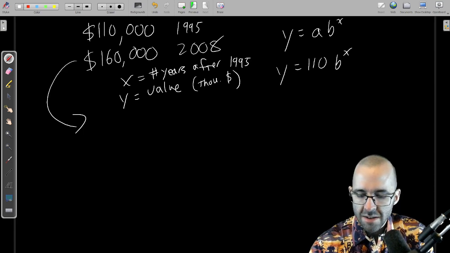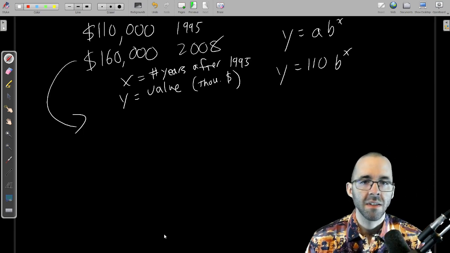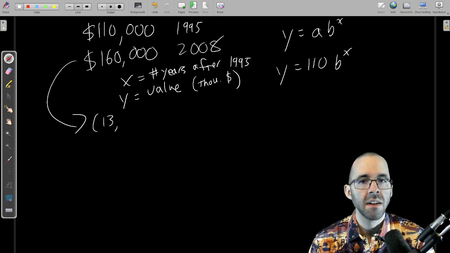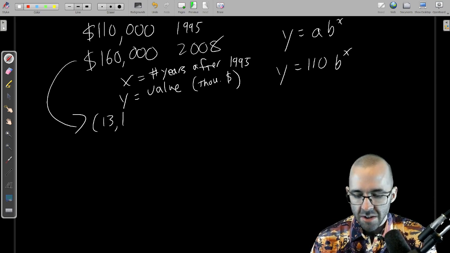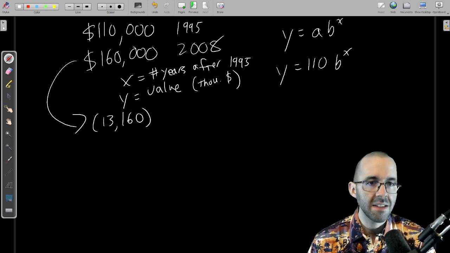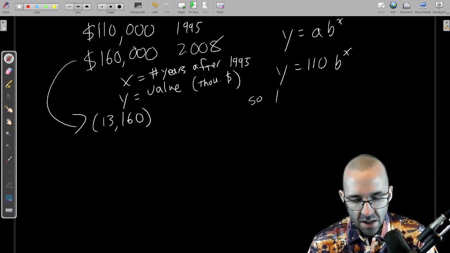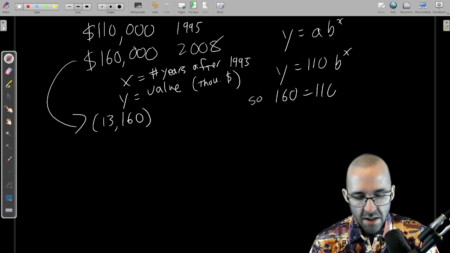So how can we write this information as a point? How many years after 1995 are we? That's our X. It's 13 years later. What's the value in thousands of dollars? That's our Y. $160,000. Let's find our B. The Y is 160. And X is 13.